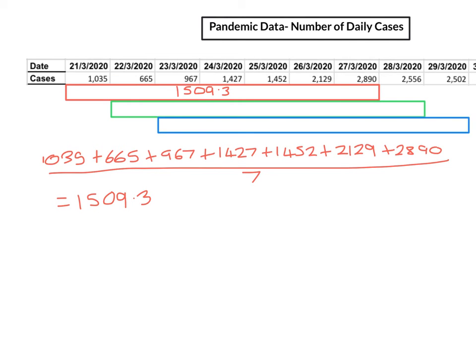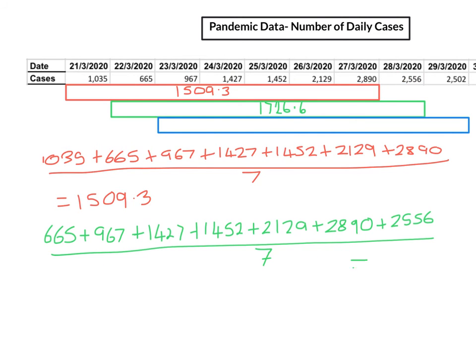So now let's do the same for the next 7 points. So I don't go for the next 7 after the 7 that I've just done. All I do is move 1 along. So I'm going for the 665 plus 967 plus 1427 plus 1452 plus 2129 plus 2890 plus 2567. So anything that comes under this green box, adding them all together, dividing by how many there are. And the answer for that comes out as 1726.6.